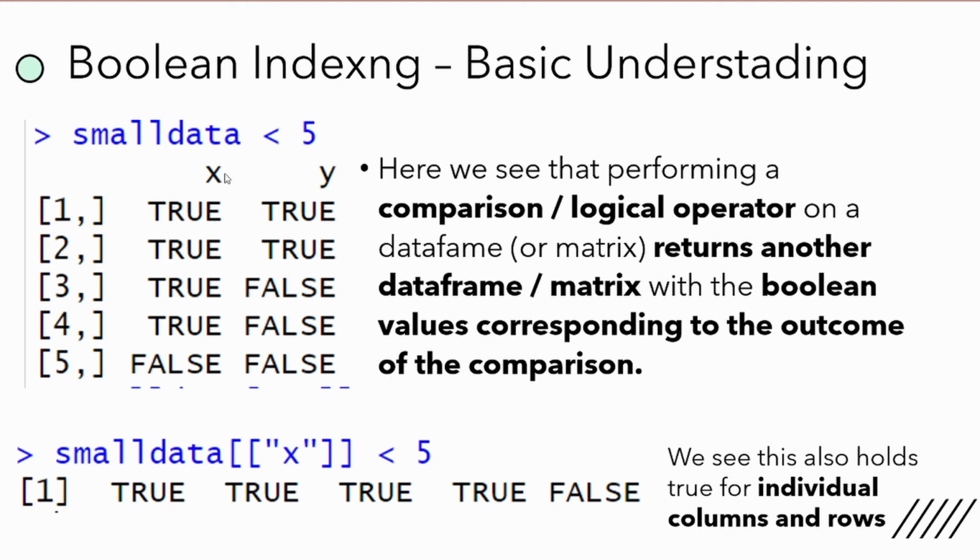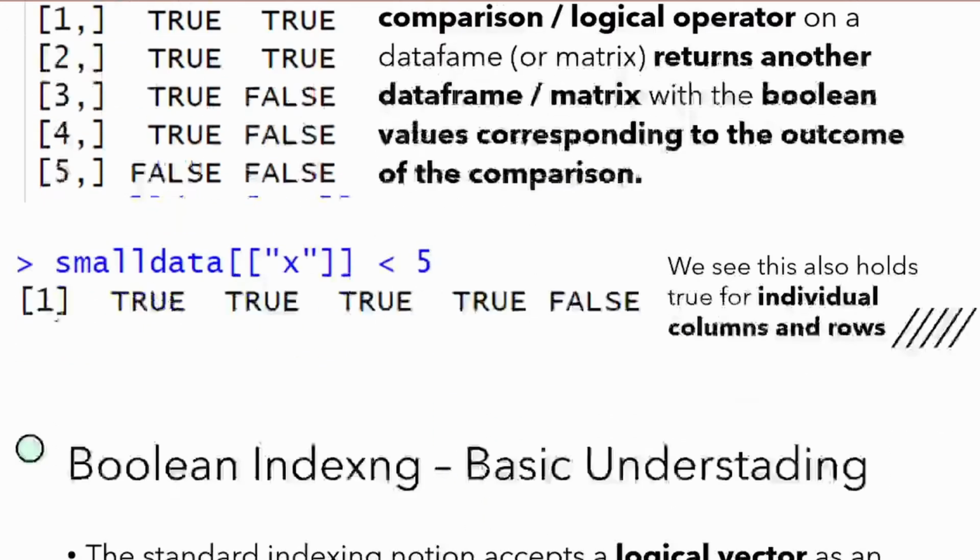Once again, if we want to be more specific, we could select a certain column. So for instance, small data, double square brackets, quotation, x is more than 5. Once again, this is another way to select columns, together with the $ sign. No stress, this isn't that important, but just so you know, this also returns us a vector of Boolean values corresponding to the outcome of this logical operation. So it does give us a hint on what we should do.